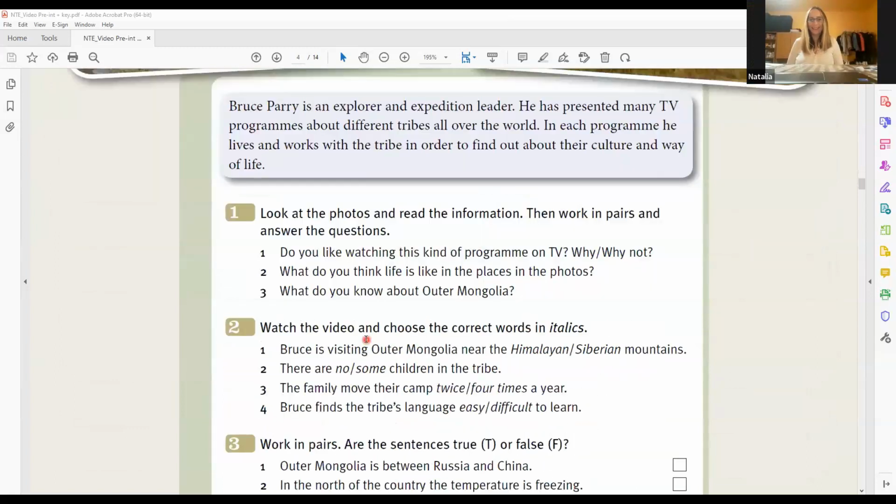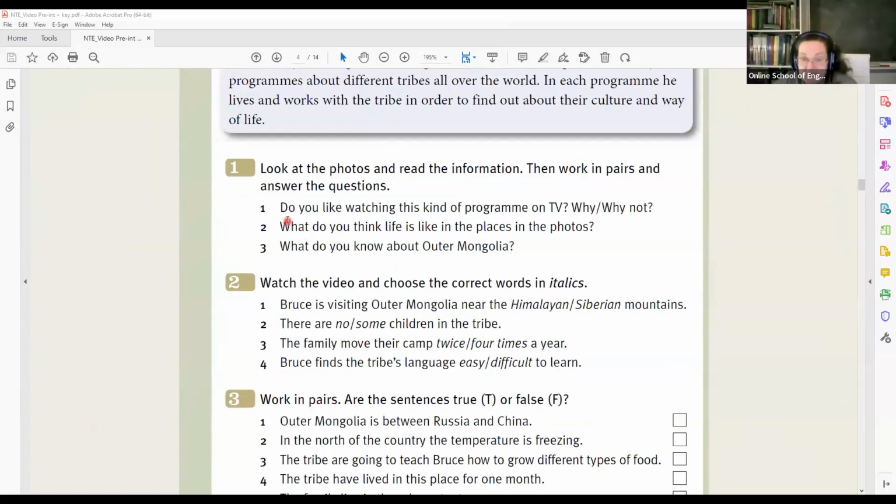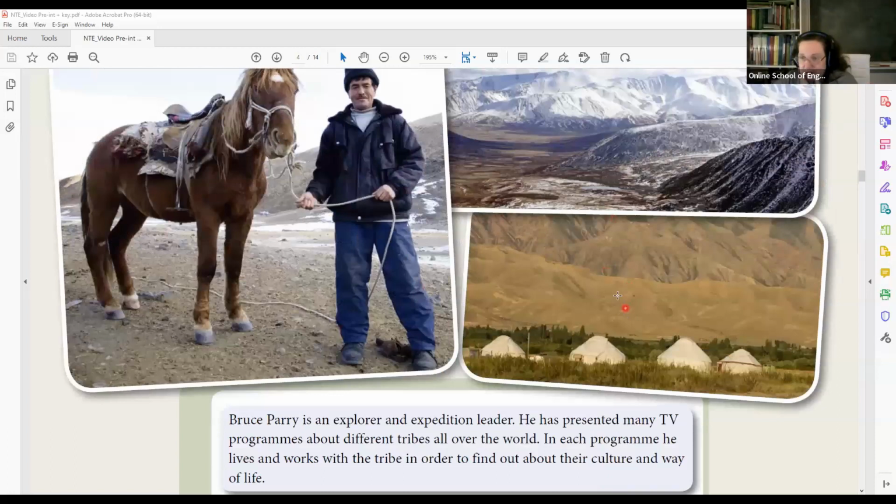Okay. So we talked about the photos. Now, do you like watching programs about explorers and remote places, unknown places? Yes, I do. Okay. And we talked about life in these pictures a little bit. Now, what is the name of this place? Outer Mongolia. Yes, so this is Outer Mongolia.